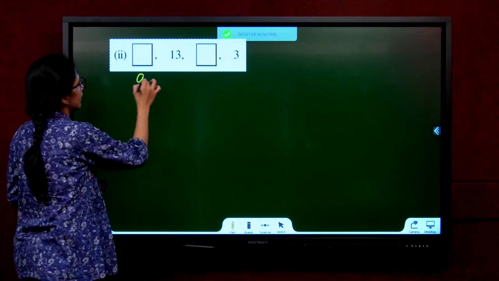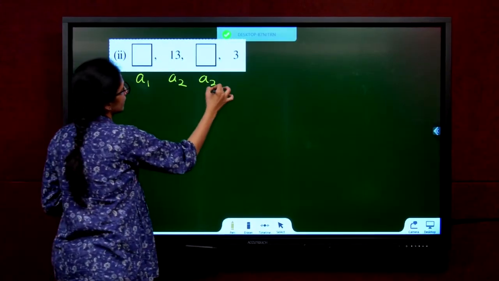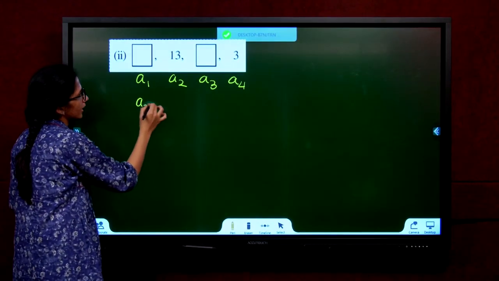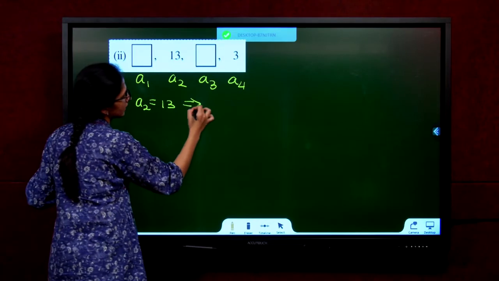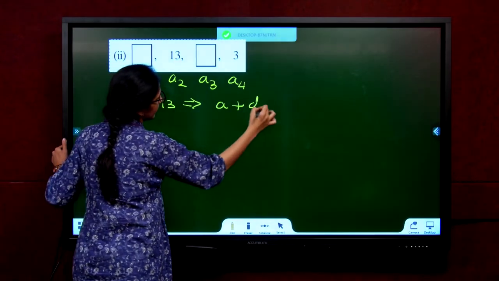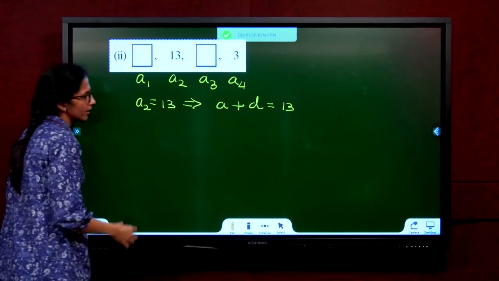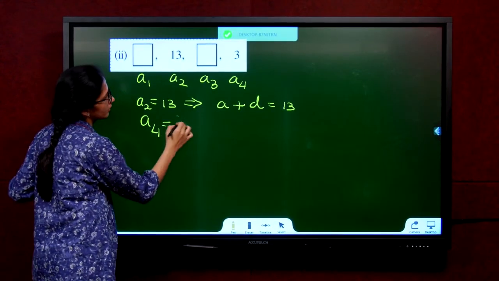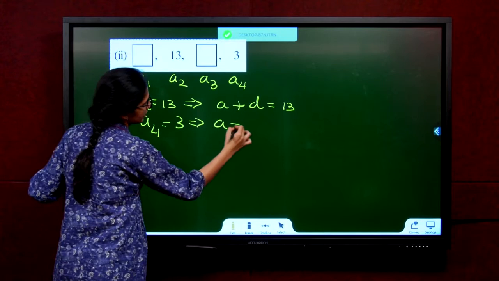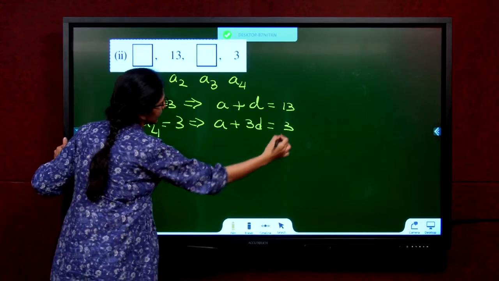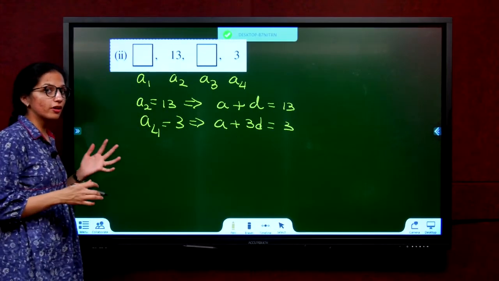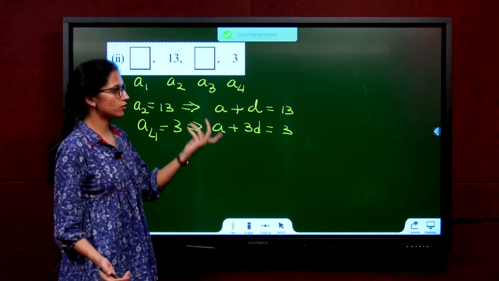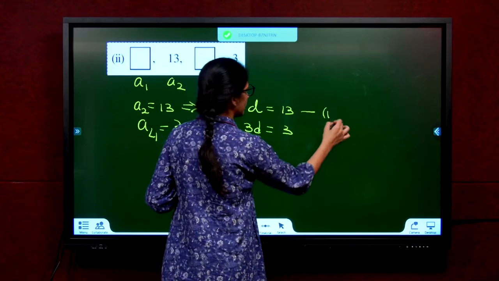Next question. A1, A2, A3, A4. You have to find A1 and A3. Start with this. A2 given is 13. So that means A plus D is 13. Next, A4 given is 3. A plus 3D is 3. We already saw the elimination method for this problem. Both their coefficients are 1, 1. So nothing to worry. This is 1 and 2.